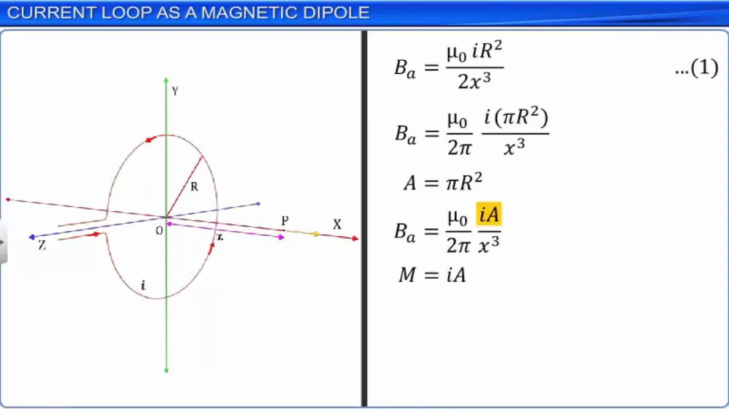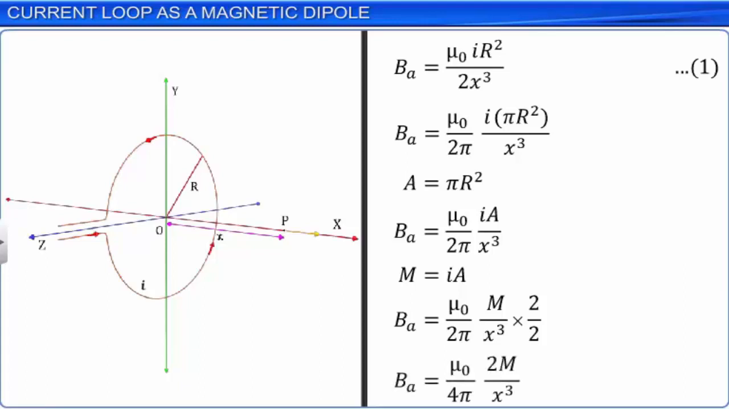On substituting the magnetic moment, we get the magnetic induction at the point P on the axis of the circular current loop, B_A is equal to μ₀ by 2π into M by x³. By multiplying with 2 in the numerator and the denominator, we can write the magnetic induction at a point P on the axis of the circular loop as B_A is equal to μ₀ by 4π into 2M by x³. Let this be equation 2.